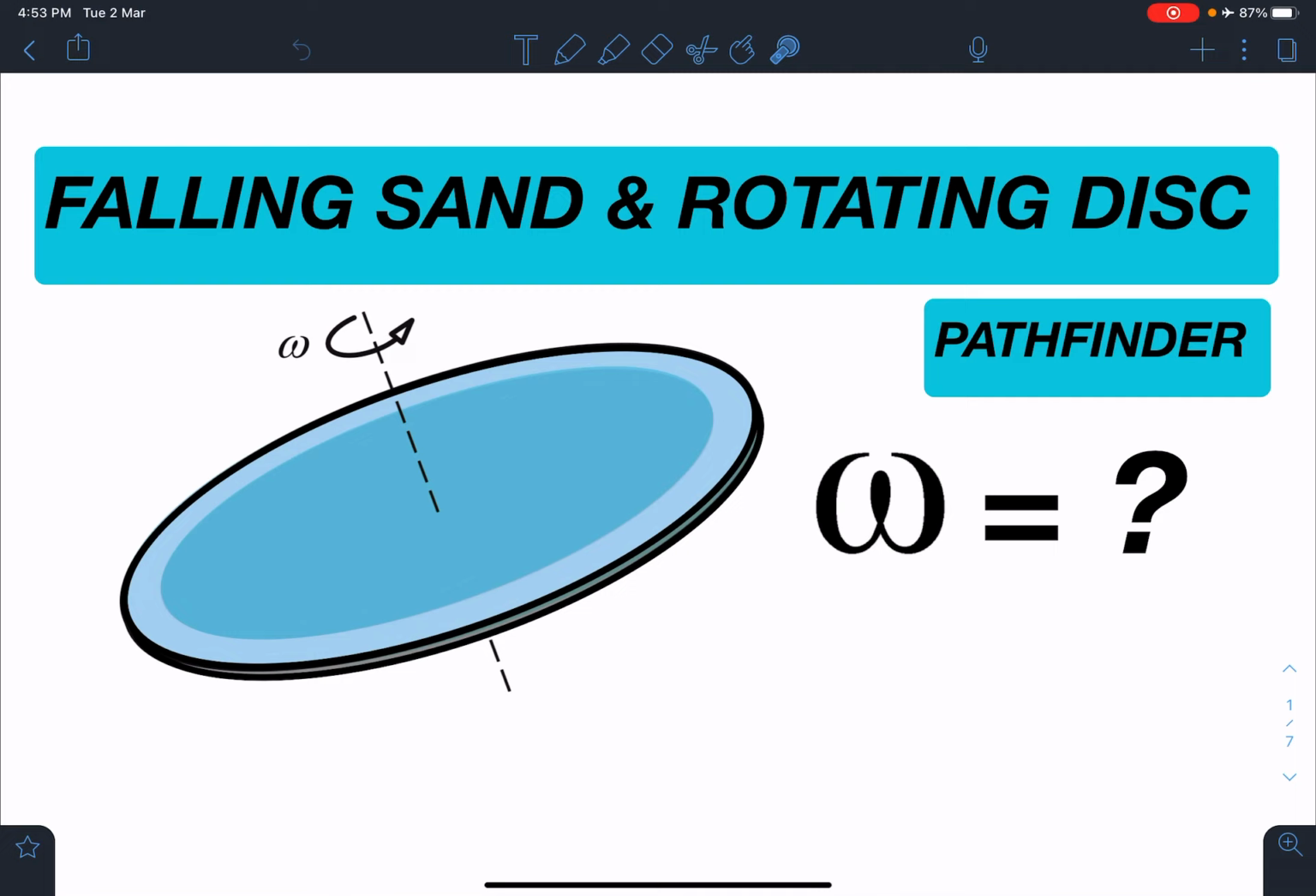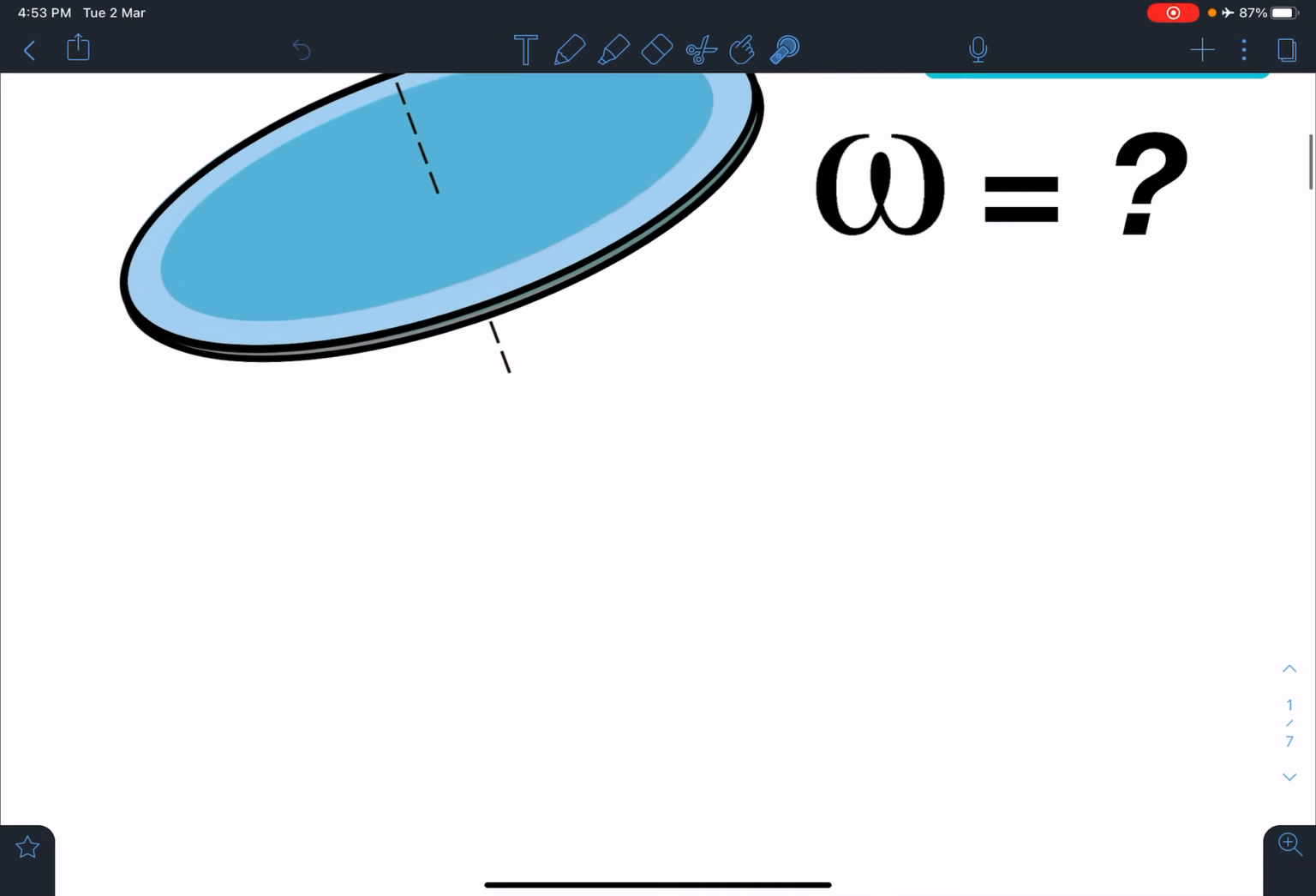Guys, today I have come up with another amazing problem from Pathfinder. It is falling sand and rotating disk.